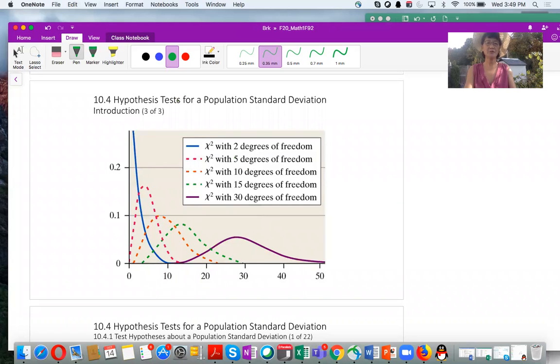This is a graphical representation of a chi-square distribution with different degree of freedom. So the blue line, degree of freedom is 2. And this one, degree of freedom is 5, and then degree of freedom is 10, and degree of freedom is 15. As you can see, as you increase degree of freedom, the distribution is more symmetric.